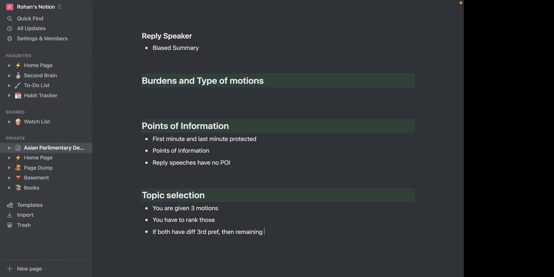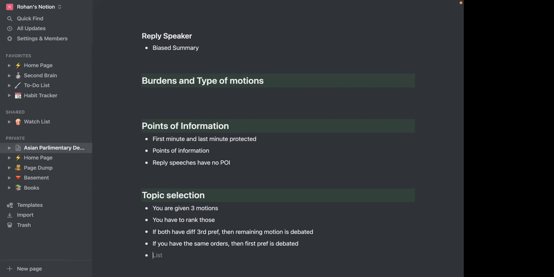Let's type this out. What happens if you both have the same third preference? Okay, now 2 things can happen. Number 1, you both have the exact same order, where you have first same, second same, and third same, right? If you have the same orders, then the first preference is debated because both of you want to debate the same motion. Then first pref is debated.